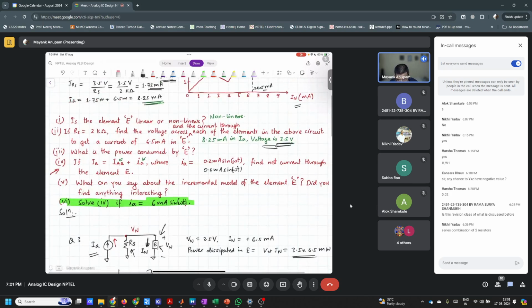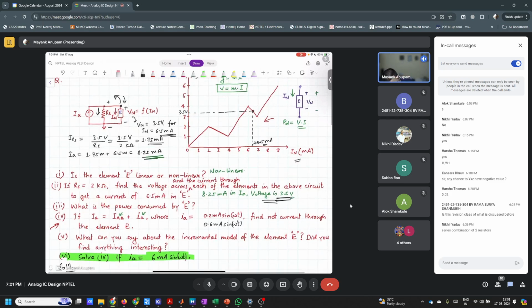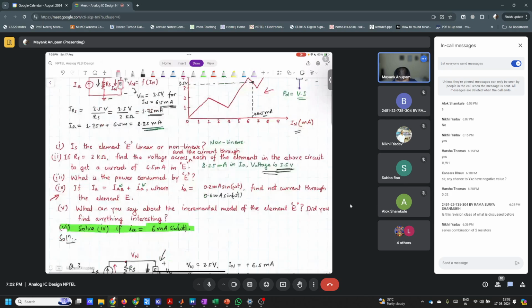We do this analysis, right? We find out a quiescent point here, and then we applied an incremental voltage and saw how much is the gain and everything, right? Everything we saw after applying an incremental voltage around a quiescent point. We did that analysis.